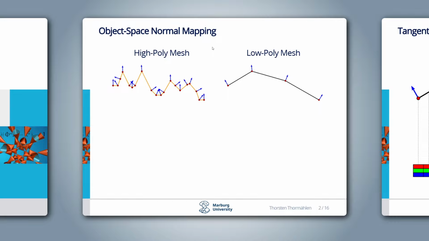Okay, let's start with the theory behind this technique. Later in the video we will implement normal mapping in GLSL. We begin with object space normal mapping.